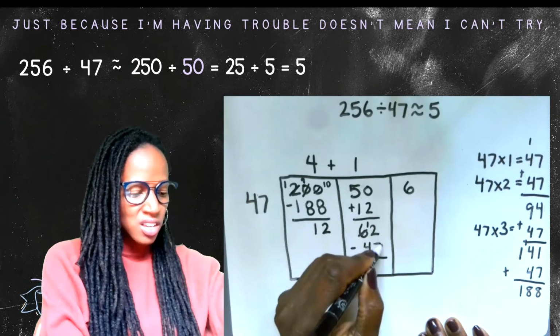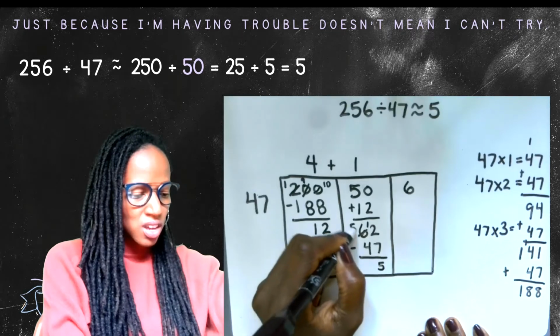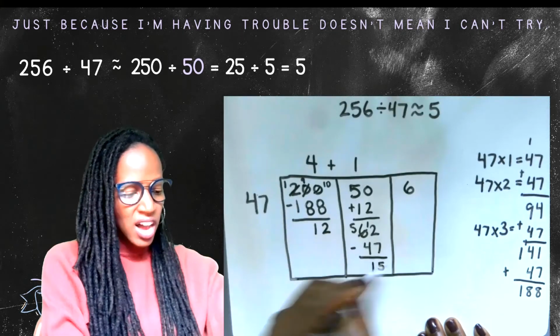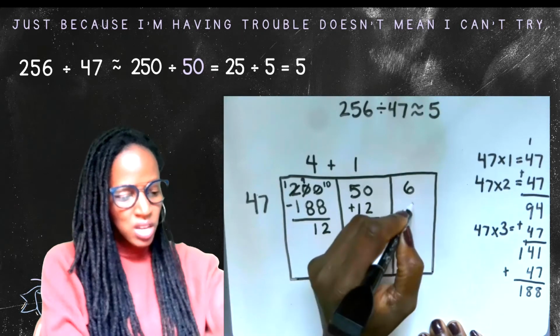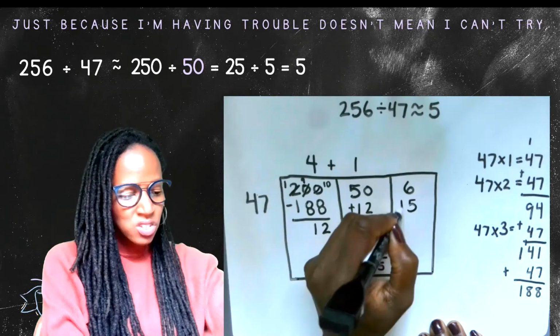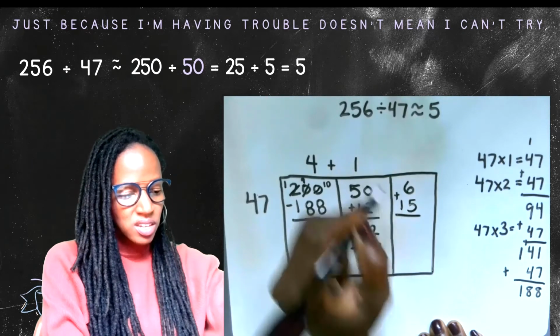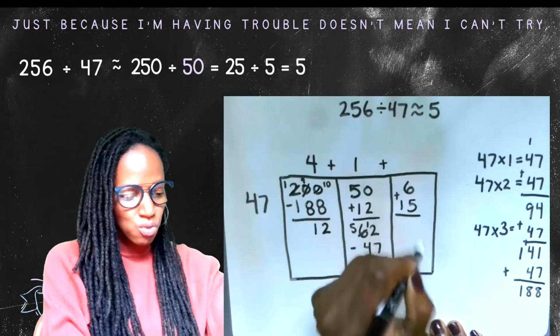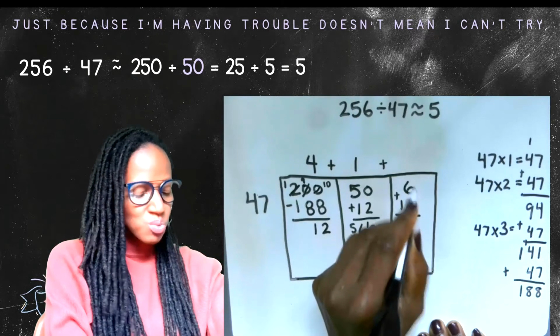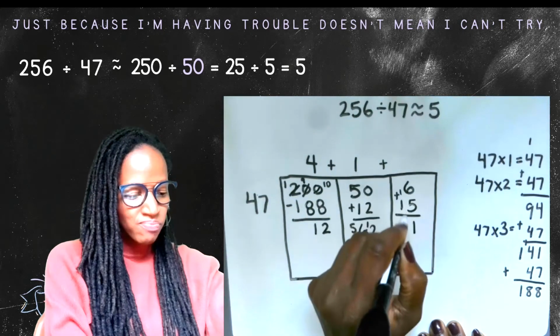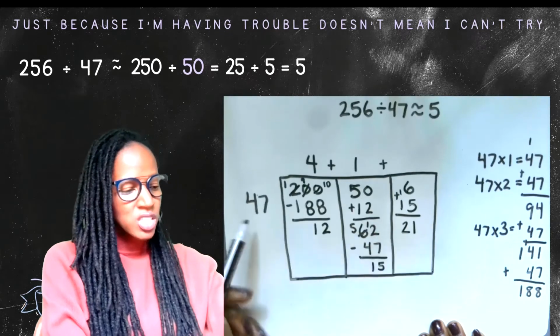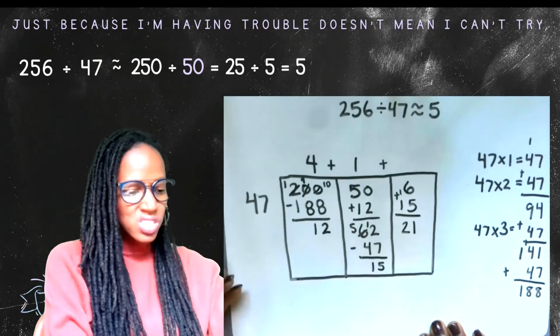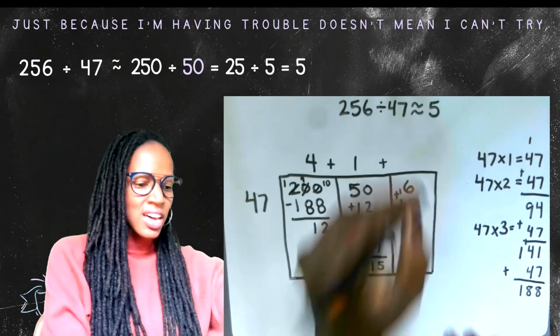12 minus 7 is 5. 5 minus 4 is 1. So I have 15 remaining. So I'm going to take that 15 and add it to the 6. Let's see if I can make another group. 6 plus 5 is 11. I bundled the 1. So that's 21. 21 is less than 47, so I cannot share that equally.